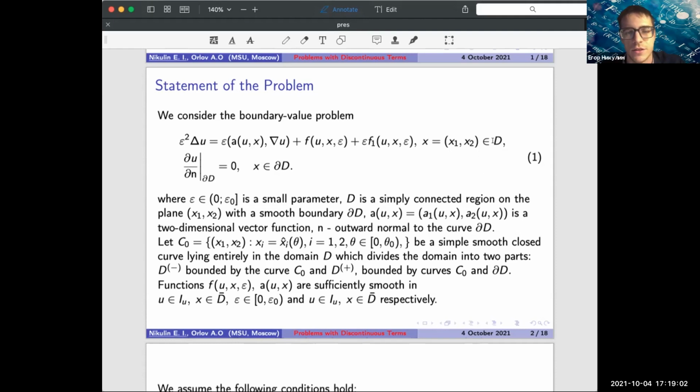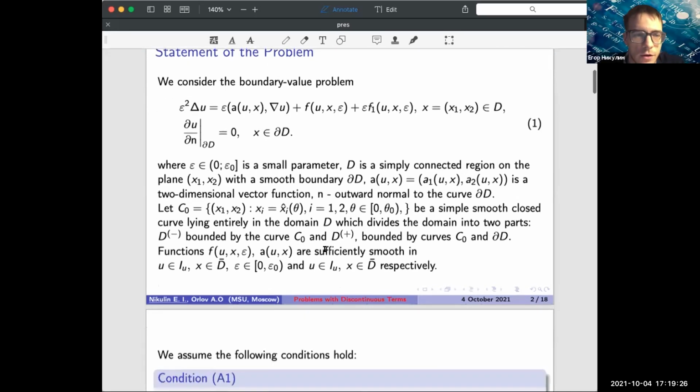D is a simply connected region on the two-dimensional plane with a smooth boundary delta D. A, this is a nonlinear function, is a two-dimensional vector function. N is an outward normal to the curve delta D.